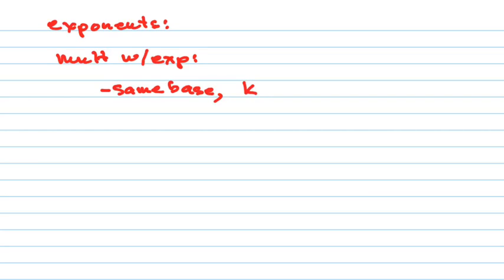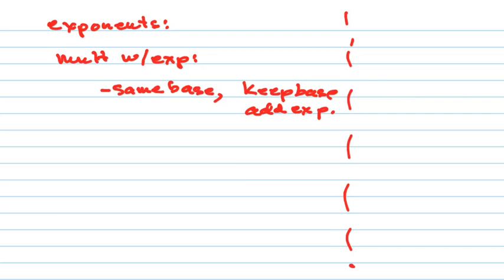When you multiply with exponents, remember, if it's the same base, they have to be the same base in order to make this work, what you do is simply keep the base and add the exponents. So for example, if you have x to the second times x to the fifth, that's the same as x to the 2 plus 5, or x to the 7th power, right? So even though it's multiplication, you actually add the exponents.